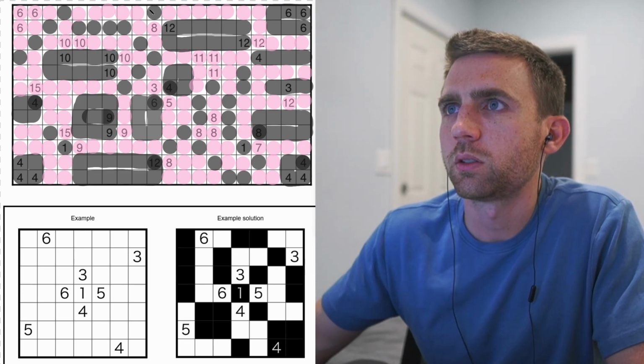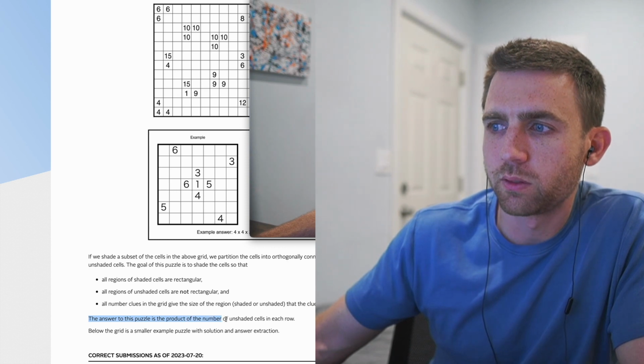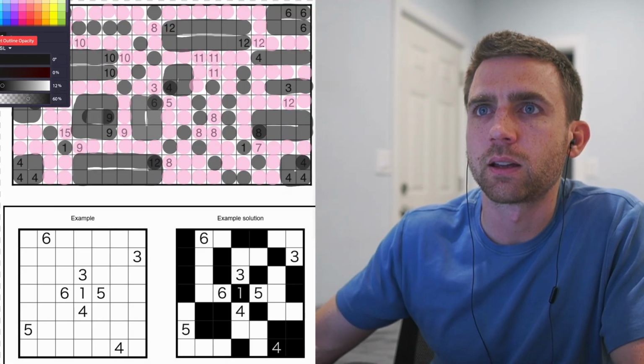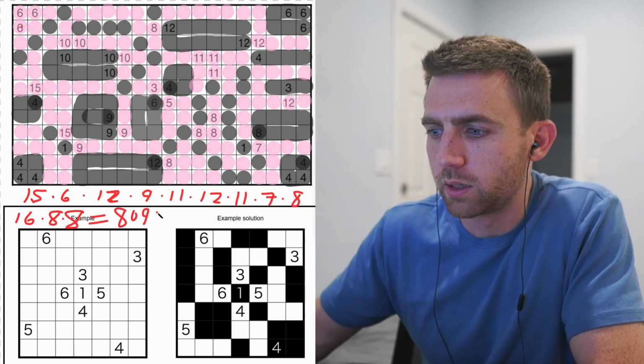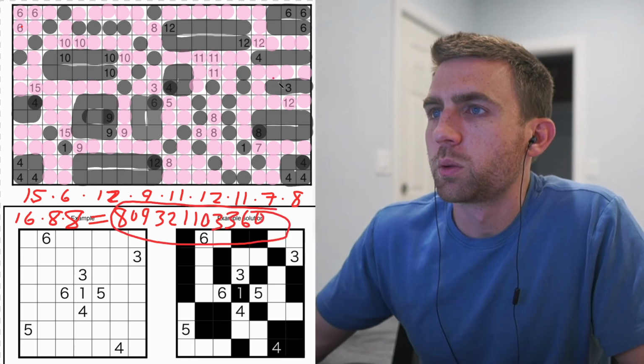The question, what they actually ask us as the answer, is the product of the number of unshaded cells in each row. Let's go back and let's tally that up. 8, 0, 9, 3, 2, 1, 1, 0, 3, 3, 6, 0. And that was the correct answer.